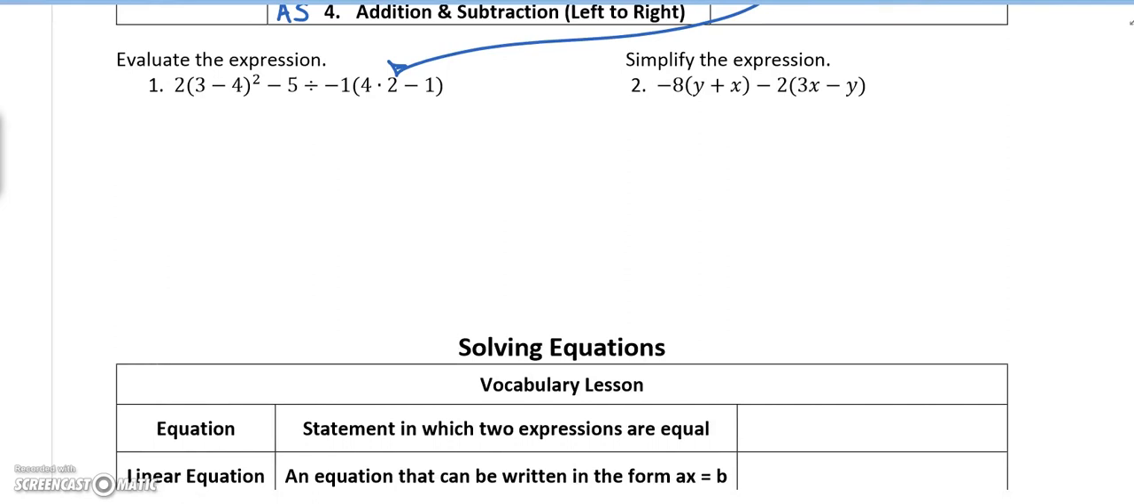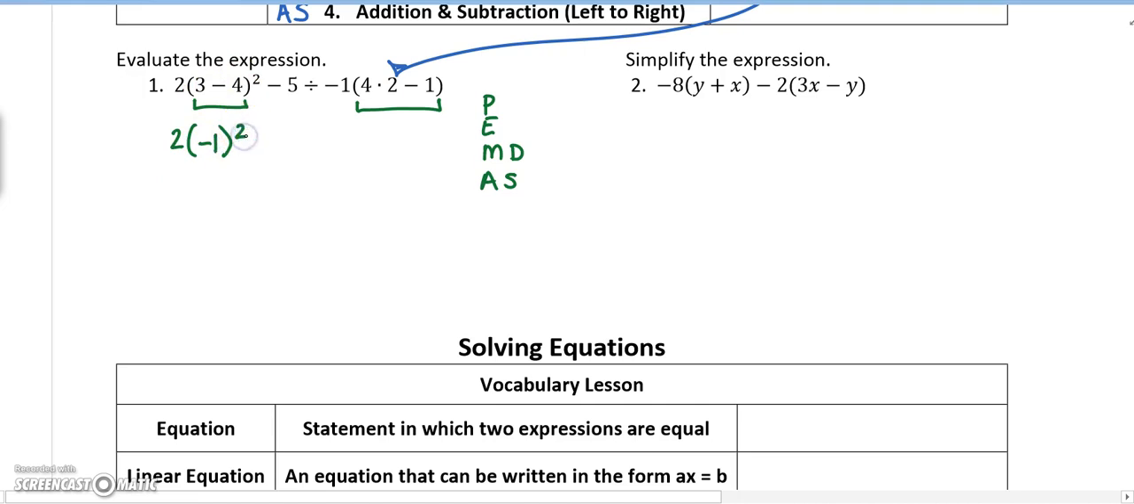So notice how in number 1 it says evaluate the expression. This one only has numbers. That's how you know, oh, I better think about my order of operations and do it that way. So order of operations, I like to write it off to the side just to remind me. Order of operations tells me to do my parentheses first. So I see parentheses here and here. And since there's multiple pieces inside the parentheses, that's how I know there's something to do. So 2 times 3 minus 4, that's negative 1.